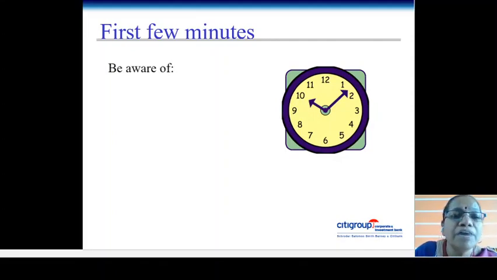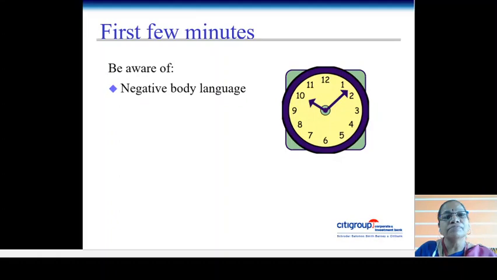So be aware of this: you should avoid negative body language. Most of the time you use body language, means your hands. One can have very negative body language, and that is scratching the nose or flicking the eyes or speaking in a faltering way. So negative body language should not be used in a presentation. So beware of this thing.